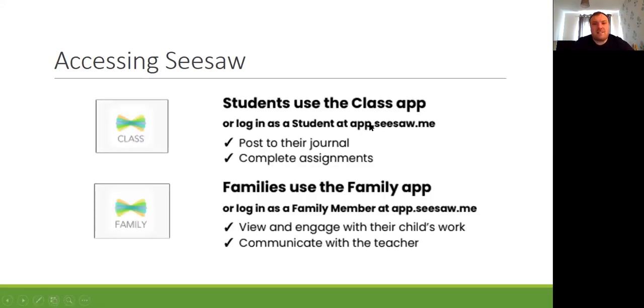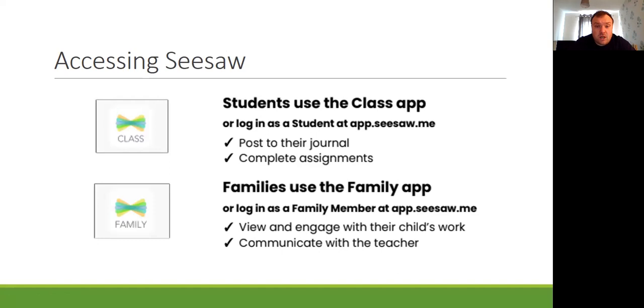So when we access Seesaw, the main way that you can do it is through one of two apps. For your children, the way that they need to access Seesaw is through the Seesaw Class app, or they need to log in as a student on their laptop at app.seesaw.me. From this point, they can complete any work that's been assigned to them, and they can also post work to their journals, which the teachers will then be able to see and can approve.